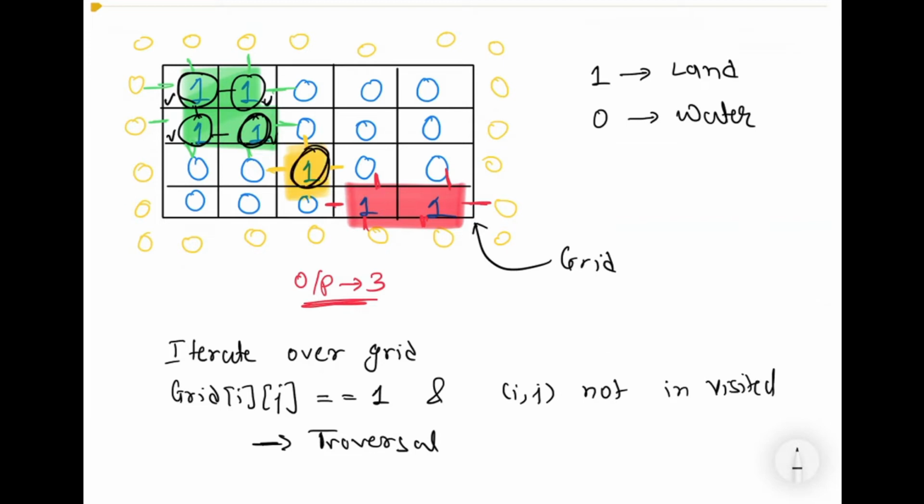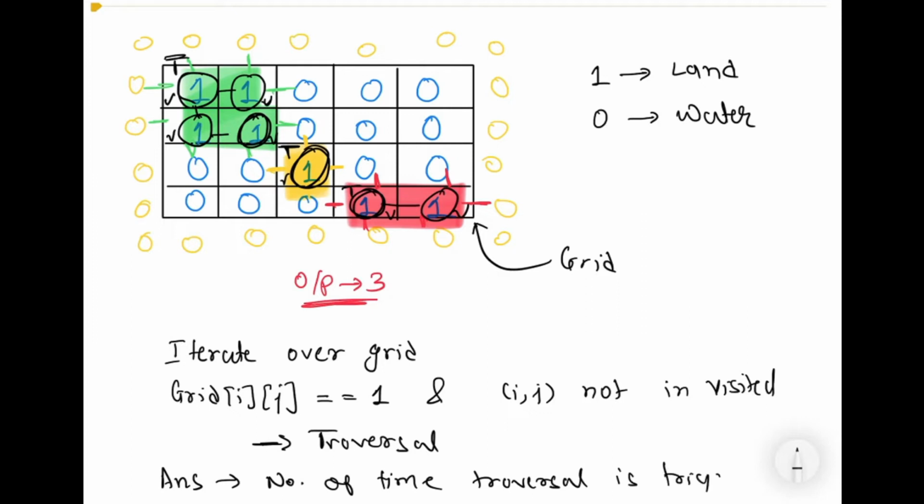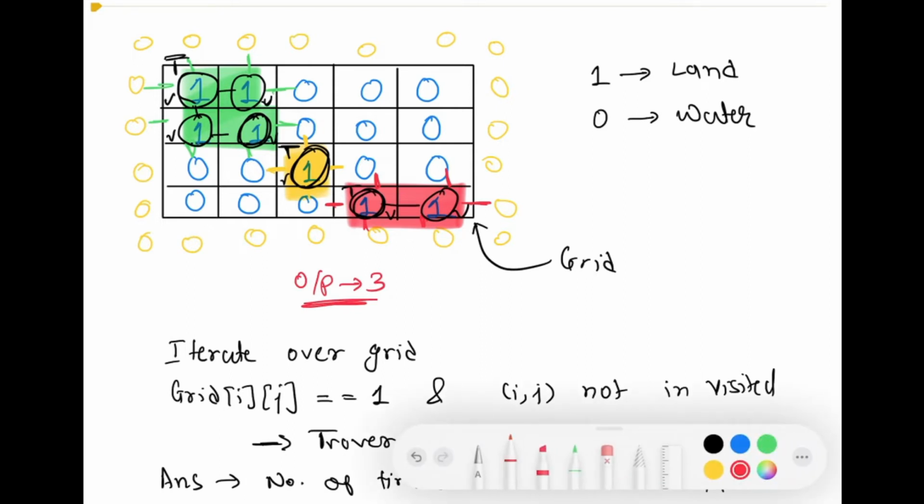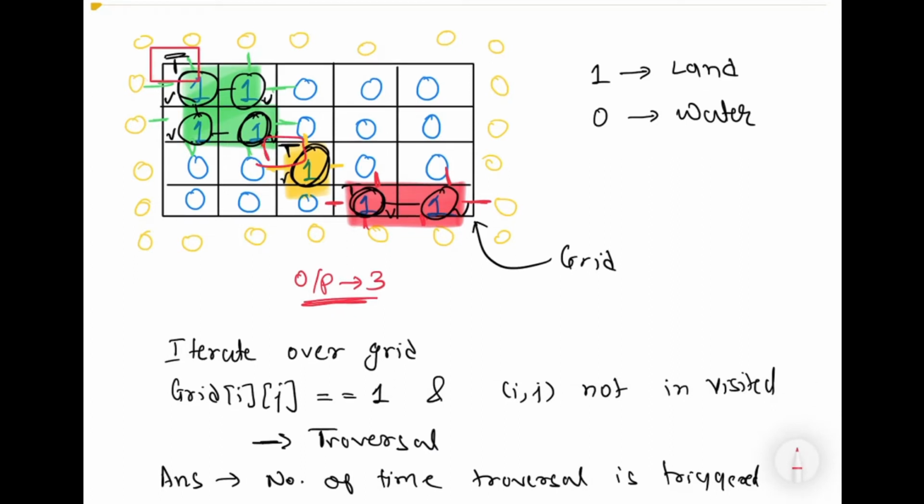So here I did traversal, but will not be able to reach any other cell. So my traversal will end where I start, and it will be added to visited. And then I will iterate over the grid, and I'll find another one over here, and I'll do traversal. And while doing the traversal, I'll add both of them to visited. And my answer will be the number of times the traversal is triggered. So we did traversal here, we did here, and we had to do the traversal over here as well. So number of times we did traversal is 3, and that is the output.